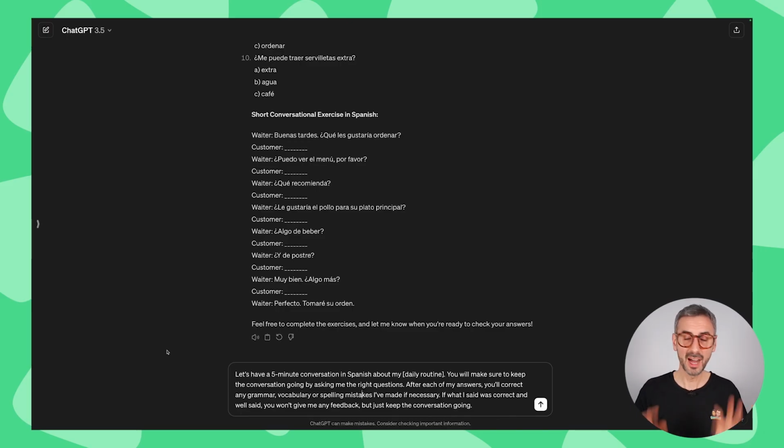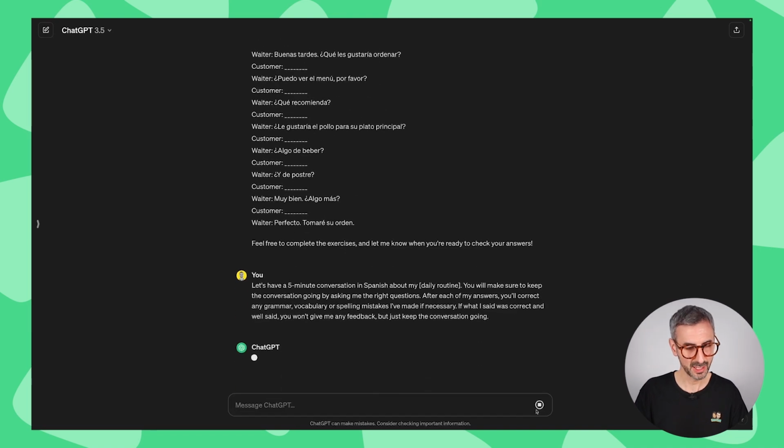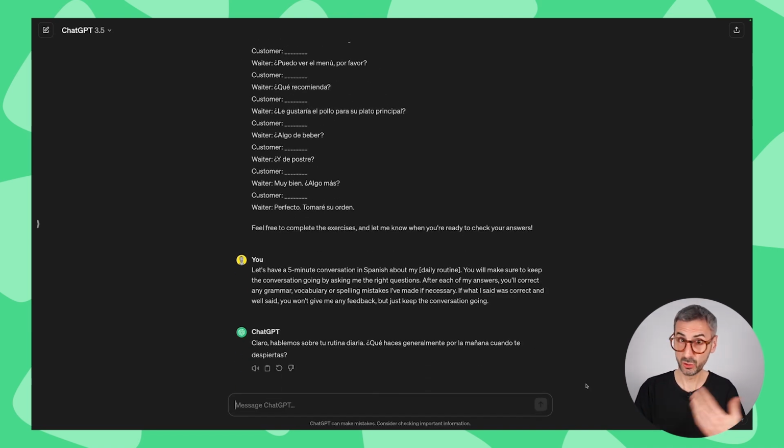going. So I believe this is a very powerful exercise because it will force me to practice, to be conversational with the AI, and also I will learn from the mistakes I make because it's supposed to stop me and correct me every time I make a mistake. So let's just kickstart this and see how it goes. So it's switching to Spanish.